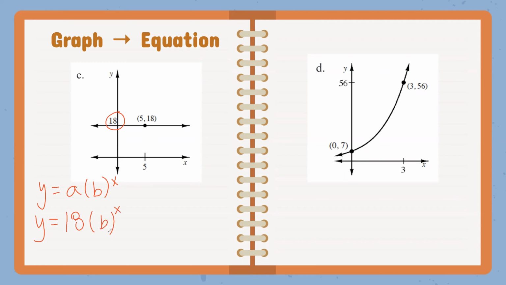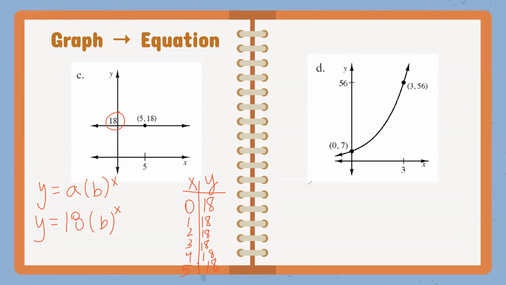I now need to find my b. So I'm going to try to do a table to help me out. I've got x, y, I've got 0, 1, 2, 3, 4, all the way to 5. At 0, I'm at 18. At 5, I'm at 18. What do we think the multiplier here is? It looks like it's 18 no matter what the x value is.